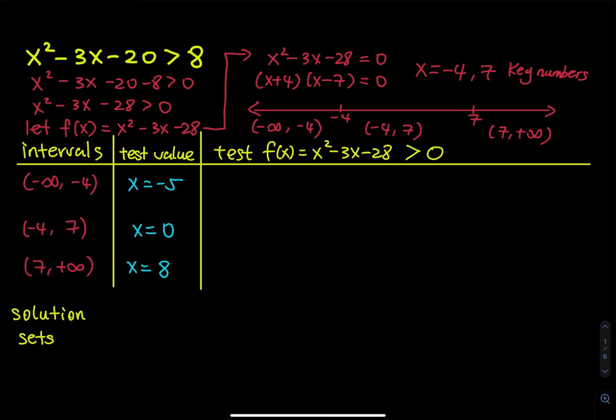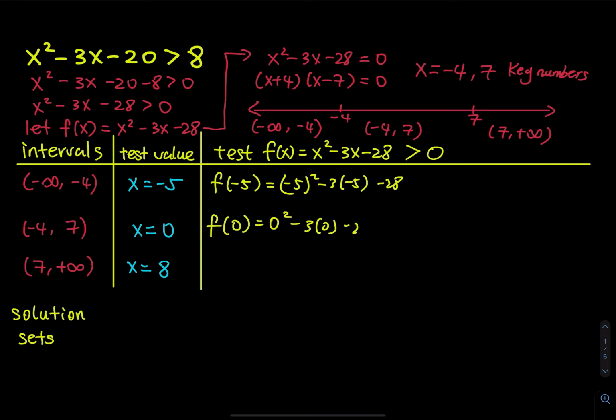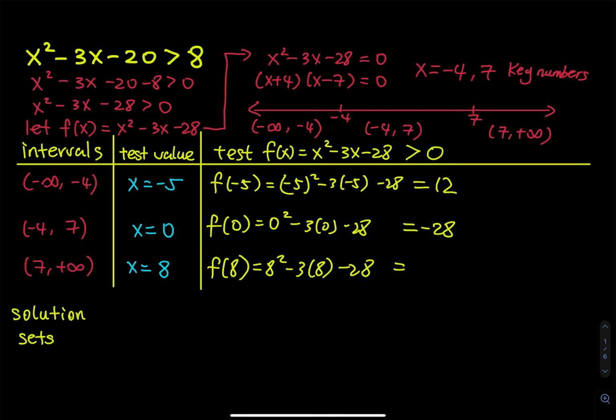All right, so when you do the plug-in, let's do it in yellow. So we have f of negative 5, that is negative 5 squared minus 3 times negative 5 minus 28. And then f of 0, we have 0 squared minus 3 times 0 minus 28. And then f of 8, we have 8 squared minus 3 times 8 minus 28. Then you have to evaluate what these equal. That is equal to 12. That is equal to negative 28. And the last one is equal to 12.